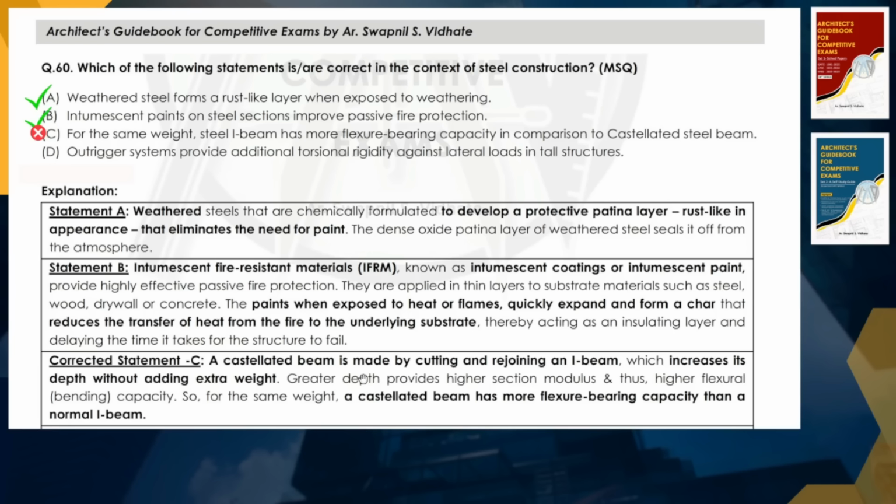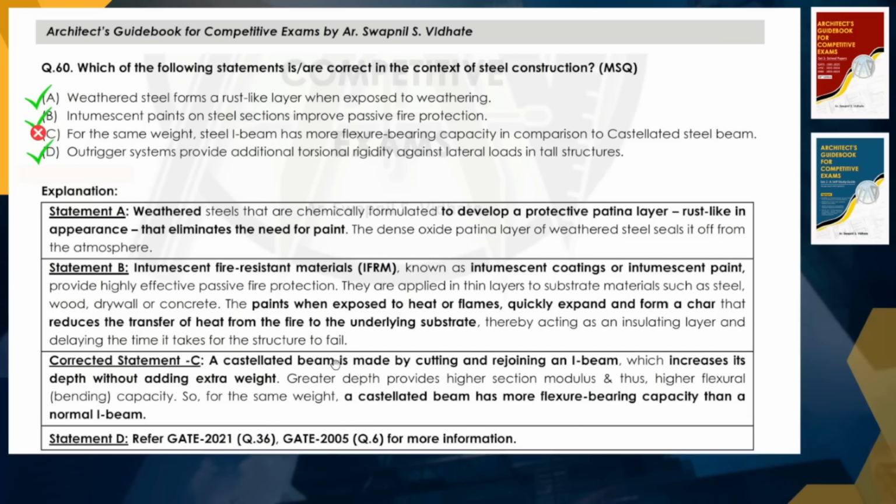So the corrected statement would have been, for the same weight, a castle beam has more flexure bearing capacity than the normal I-beam. So option C is the incorrect one. Option D, the information related to this outrigger system, the buildings where this outrigger system has been provided, we have already discussed in GATE 2021 at question 36 and GATE 2005 at question 6. So option D is also the correct statement. So the three options which are correct are option A, B, and D for this multiple select question, question 60.